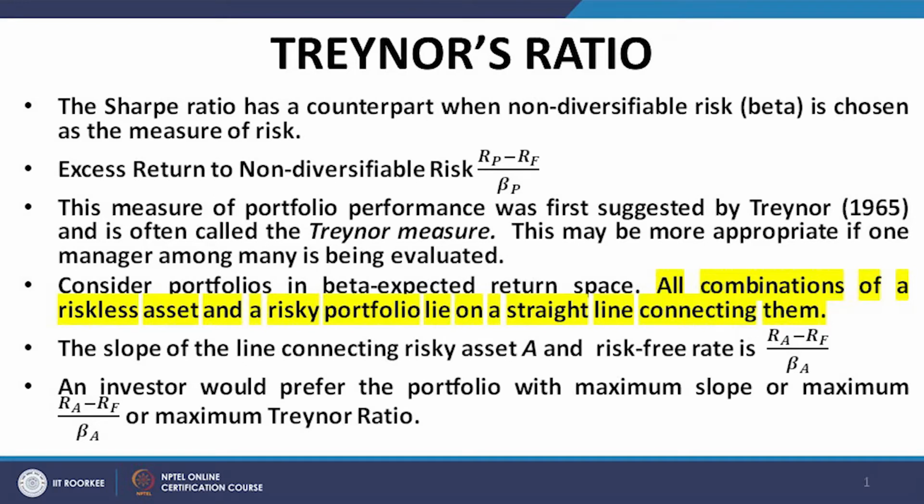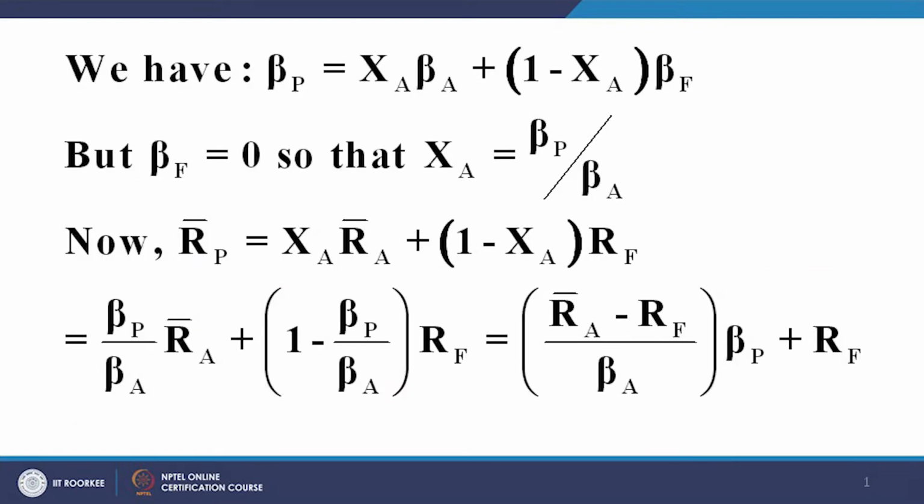So, that gives the rationale for using the Treynor ratio as a measure of portfolio performance. This is the derivation of the equation of that line F A, as I mentioned, the line that joins the risk free rate with the point that represents the portfolio A in beta expected return space.